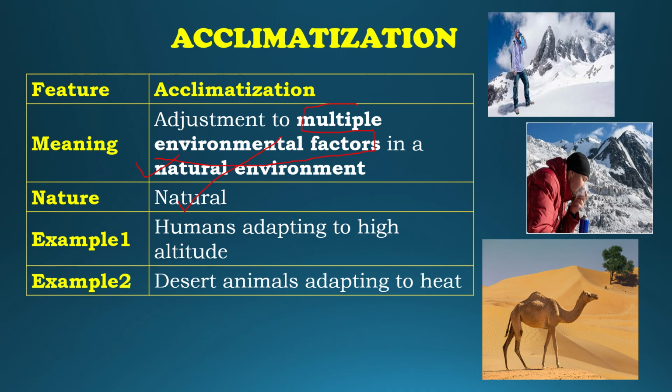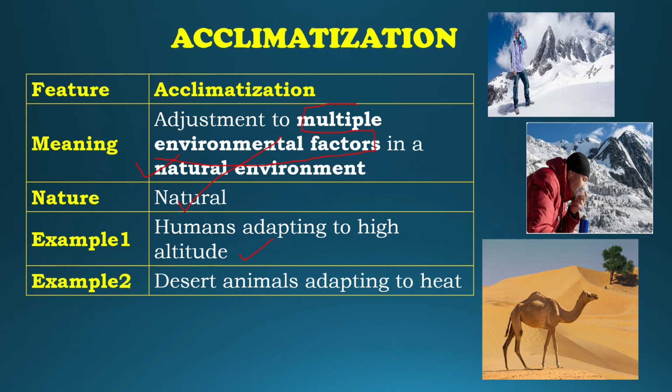There are multiple environmental factors. For example, humans adapting to high altitude: height is one factor, and the air pressure will be different than at normal altitude, so that is another factor. So there are multiple factors involved in this phenomenon. So humans adapting to high altitude and desert animals adapting to heat can be examples. If you know more examples, you can post in the comment section.